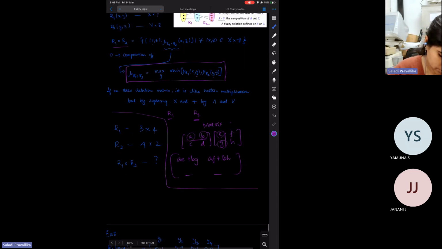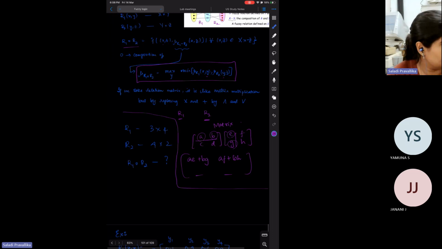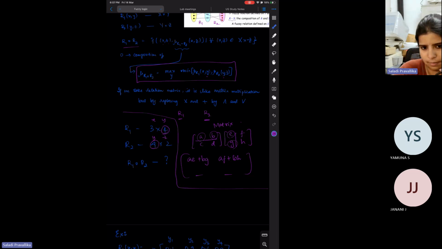Okay. So now, we have R1 relation, we have R2 relation. Let us say, for example, for R1, we have 3 cross 4, and for R2, we have 4 cross 2. This is X, this is Y, this is Y, this is Z, right? One main thing that you have to follow is that the values of these two should be the same. So, the Y values should be the same. The relation matrix which we are taking, in that the Y value should be the same.